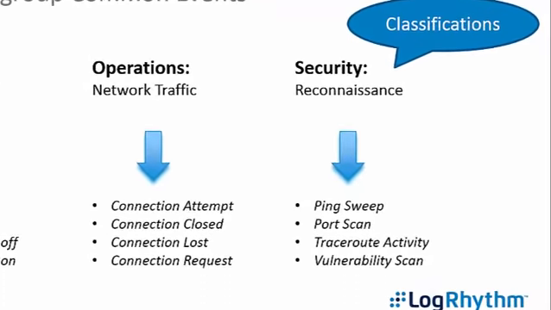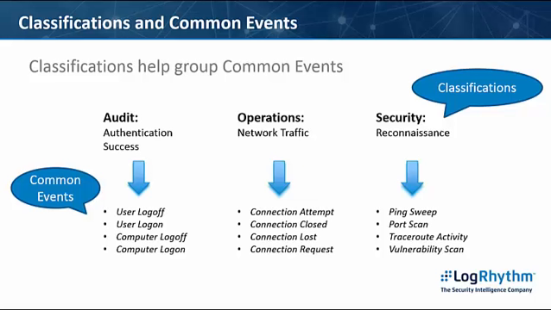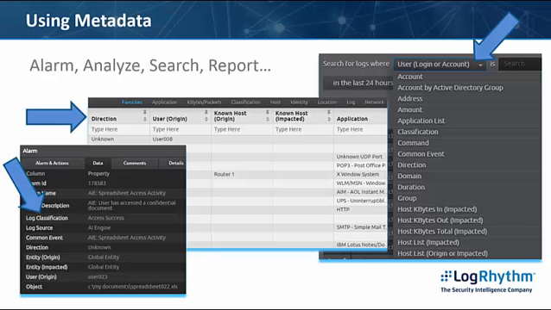Examples of common event types under the security classification shown here of reconnaissance include ping sweep, port scan, traceroute activity, and vulnerability scans. Logarithm is very powerful, and understanding how metadata is used will ensure your success. So let's look at using metadata. Because metadata is stored in a database using common metadata field names, it can be quickly referenced for more efficient searching and allows for in-depth reporting and analysis.